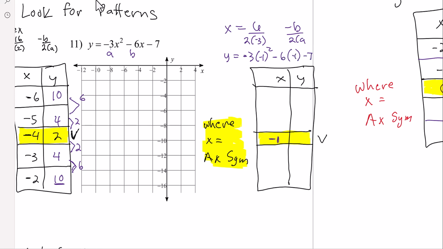So negative 1 squared is 1. 1 times negative 3 is negative 3. Negative 6 times negative 1 is 6. Add those two together, you get 3. 3 subtract 7 is negative 4. So, where x is equal to negative 1, that will be the axis of symmetry. So this is skip counting by 2, so we're going to have to do the negative 1. So at negative 1, negative 4, that's the vertex.